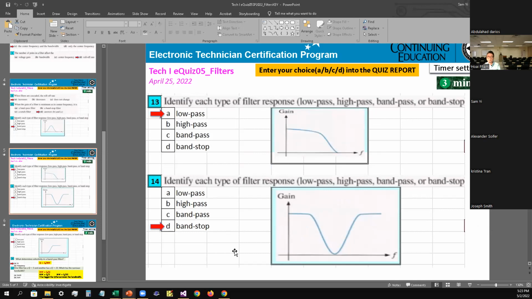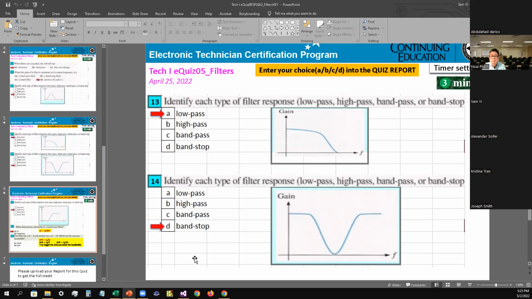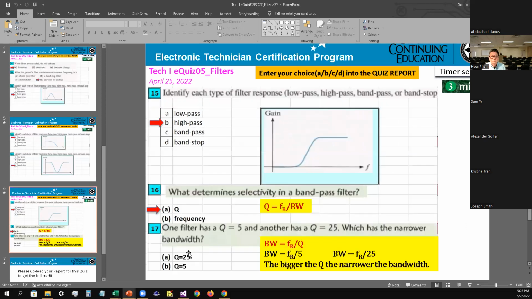Number 14, this looks like a band stop or a notch filter. So the answer is D as in David for number 14. Any question on 13 or 14? No question. Next up. Identify. This would represent a high pass filter. So the answer is B as in Bob for number 15.